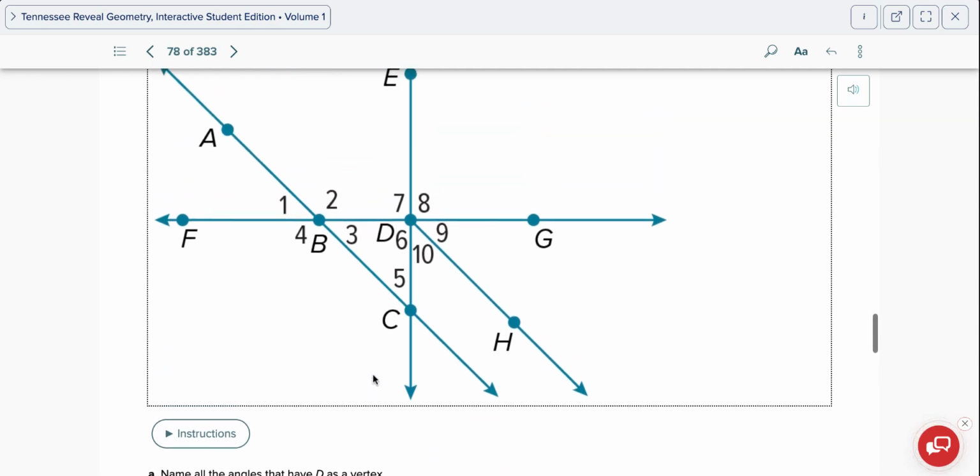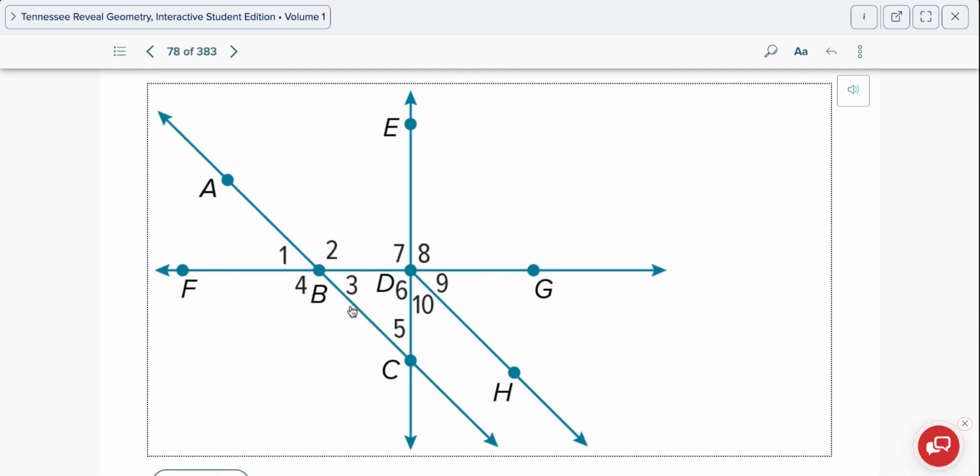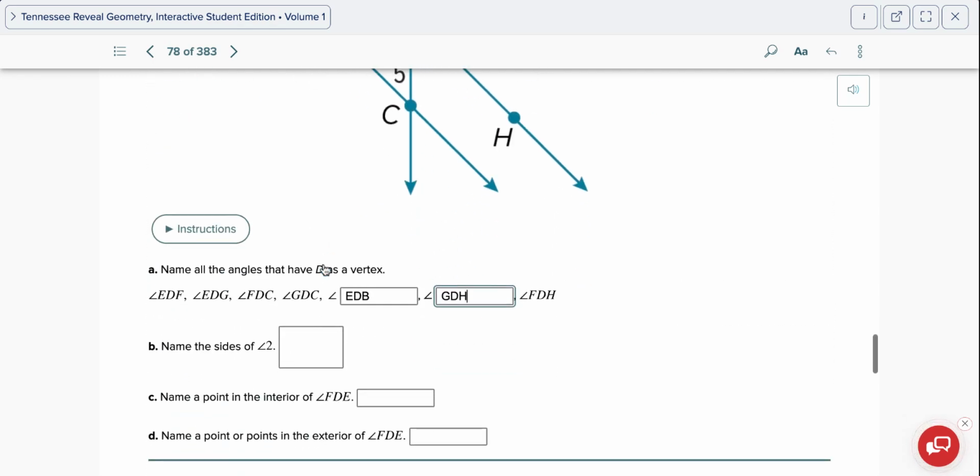Name the sides of angle 2. All right, well, angle 2 is right here. There's your arc. So BA, and over here is BD. BA, BD.